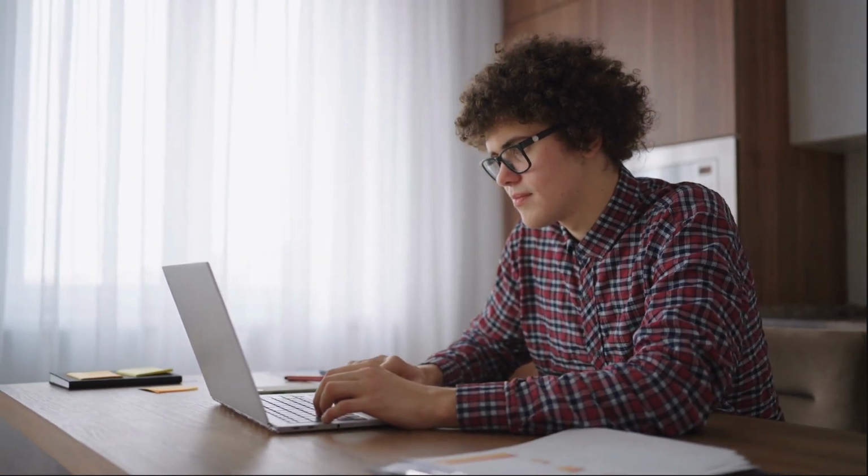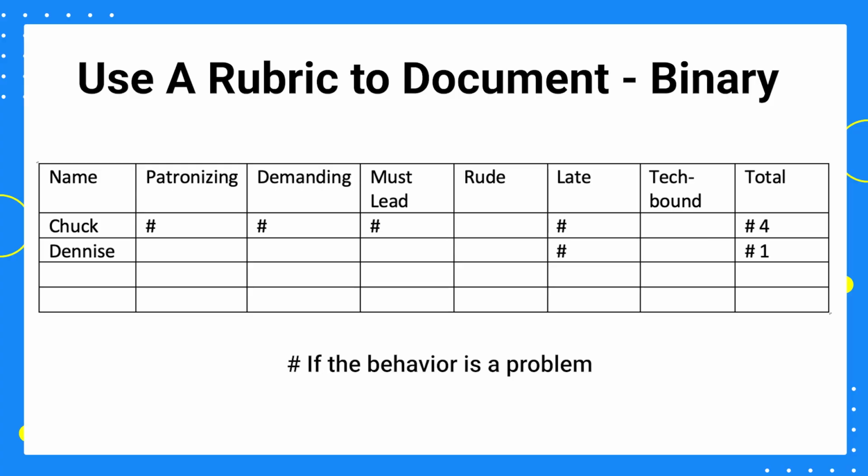One way to think about documenting what we see in our SMEs is to use a rubric, and this is a binary version of that. So on the left, we have our names. As we go across the columns to the right, we have, are they patronizing? Are they demanding? Must they lead? Are they rude? Are they late? Are they tech-bound? And then we come up with a total.